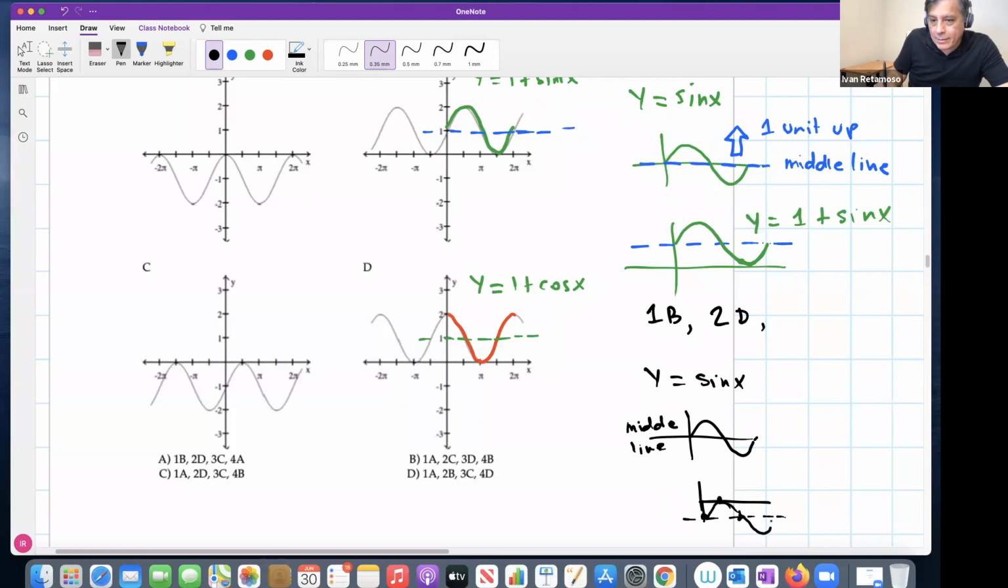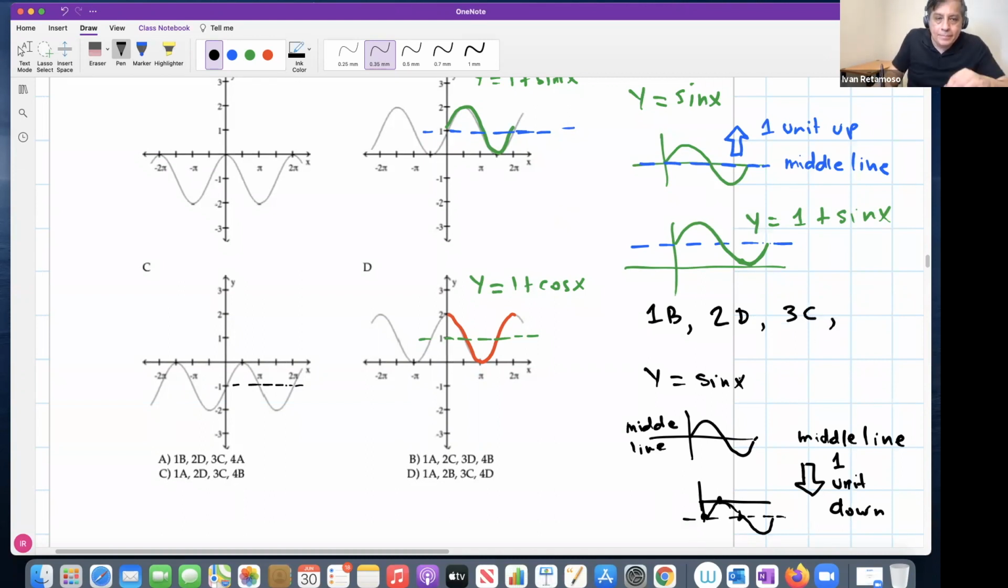So your middle line should be now here. So work with the middle line, guys, because otherwise it's very tricky. This is the new middle line, right? 1 unit down, middle line, 1 unit down, right? So as a result, we get this. So the new middle line should be down here, right? Yeah, this is C. So 3 should go with C, right?